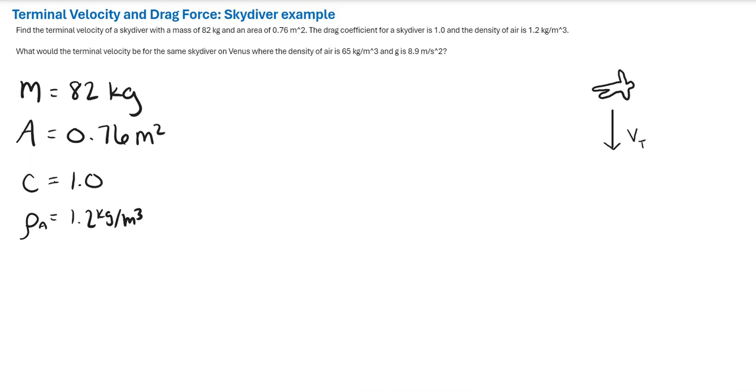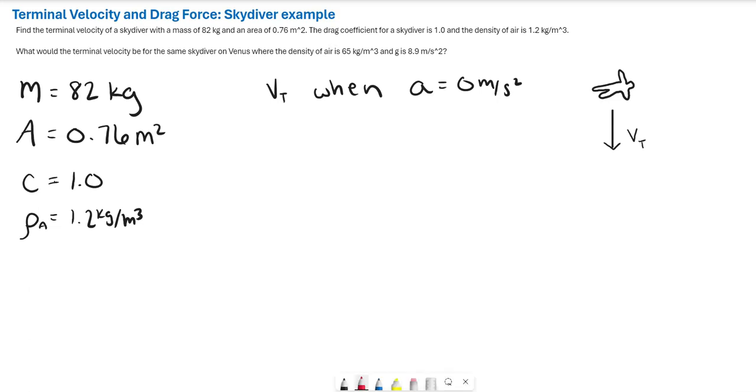So we want to find the terminal velocity. So obviously they're moving downward toward the ground as they're falling, and this is before they open their parachute. So we want to see what the terminal velocity is. Now, we reach the terminal velocity when the person stops accelerating. So the acceleration is 0 meters per second squared. So let's look at the forces acting.